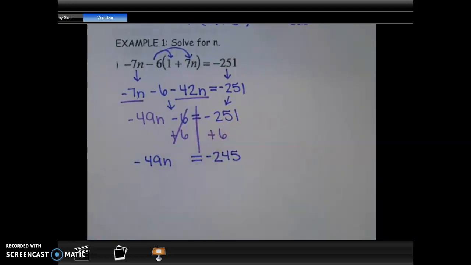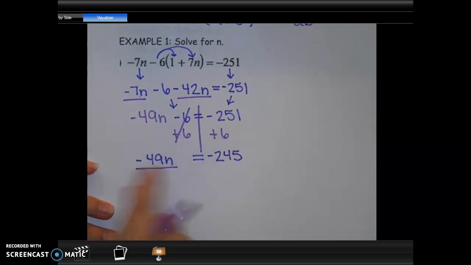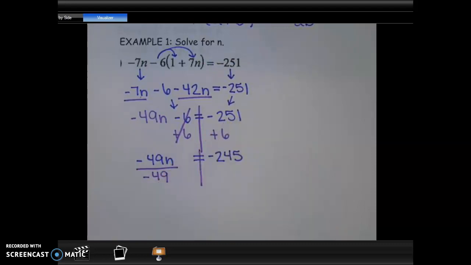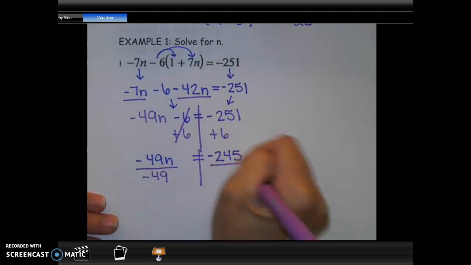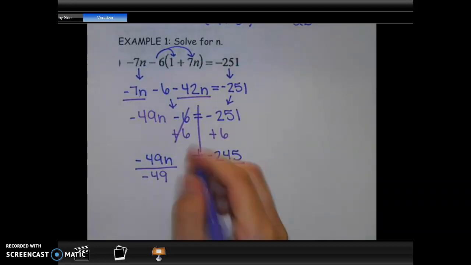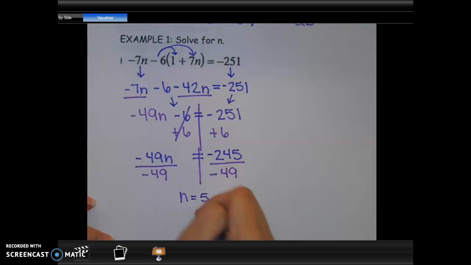All right, n is still not by itself yet because we have multiplication occurring here. So the opposite of multiplication is division. So you're going to divide by whatever number is being multiplied here. So since it's multiplying by negative 49, we're going to divide by negative 49. And remember, whatever happens on one side has to also happen on the other. So we're also going to divide this side by a negative 49. And that gives us a final answer of n equals 5. Now, all you have to do if this was a question on your homework is you would type in 5. And that would be your final answer.